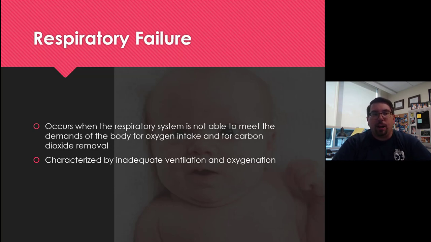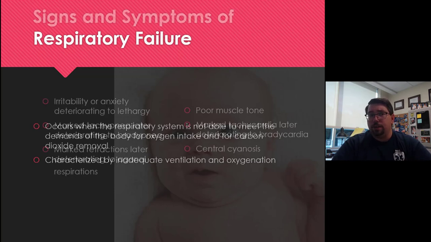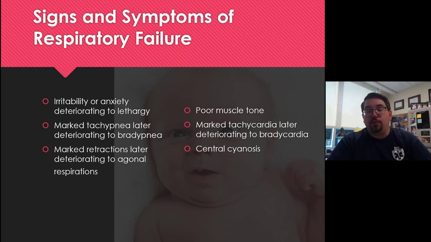This is characterized by inadequate ventilation and oxygenation. Signs and symptoms for respiratory failure include irritability or anxiety, deteriorating into a very lethargic-like state, marked tachypnea that later progresses into a slower breathing rate or bradypnea, marked retractions that eventually again will deteriorate into more of agonal-like respirations, loss of muscle tone, marked tachycardia, later deteriorating into bradycardia, and then central cyanosis that's unimproved with the administration of oxygen.